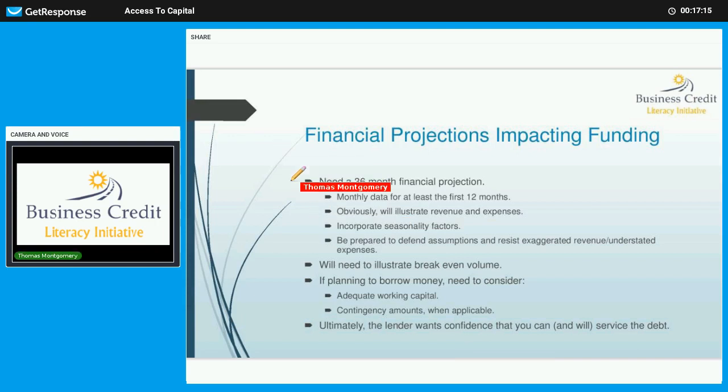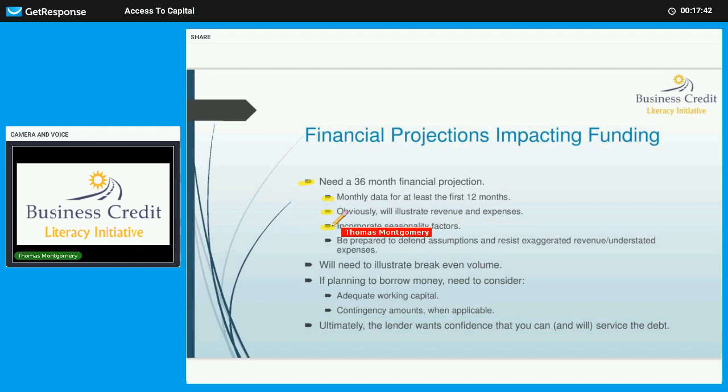Financial projections next. We need to have, if we're going to access capital, a 36-month financial projection with at least monthly details for the first 12 months. We usually prefer to break it out by month for the full 36 months. This is going to show your income and expenses, and it'll show those months where we have surpluses and those that we have shortages, and helps us plan of what kind of funding we need to cover that.